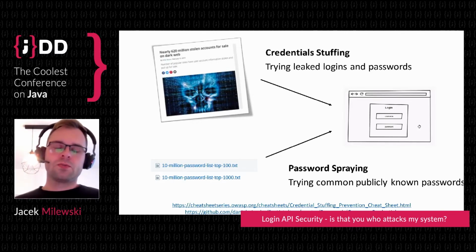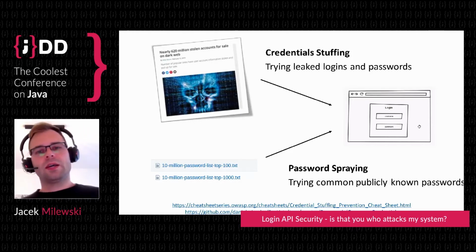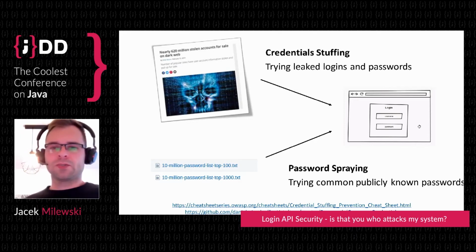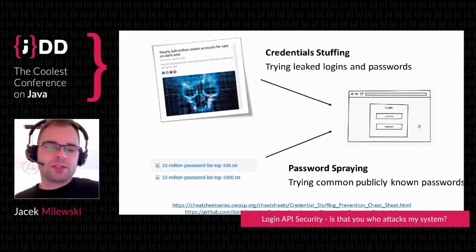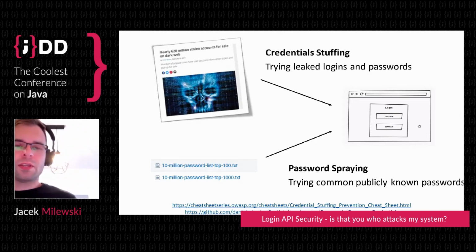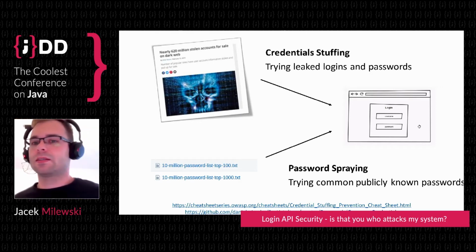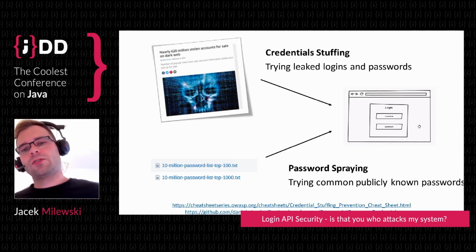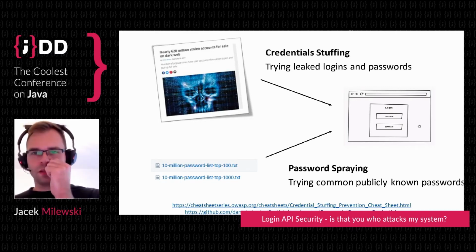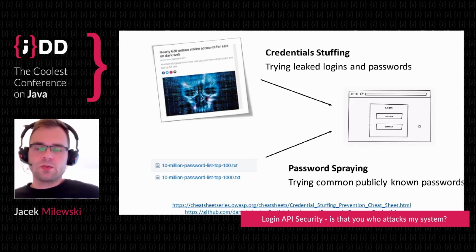However, there are also two other types of brute force attacks. There is credential stuffing, and after my introduction, you probably figure out more or less what it is. Credential stuffing is using a credentials database that leaked. An attacker simply loads this database into his scripts, and for each leaked credential pair, he tries to log in using the login API.